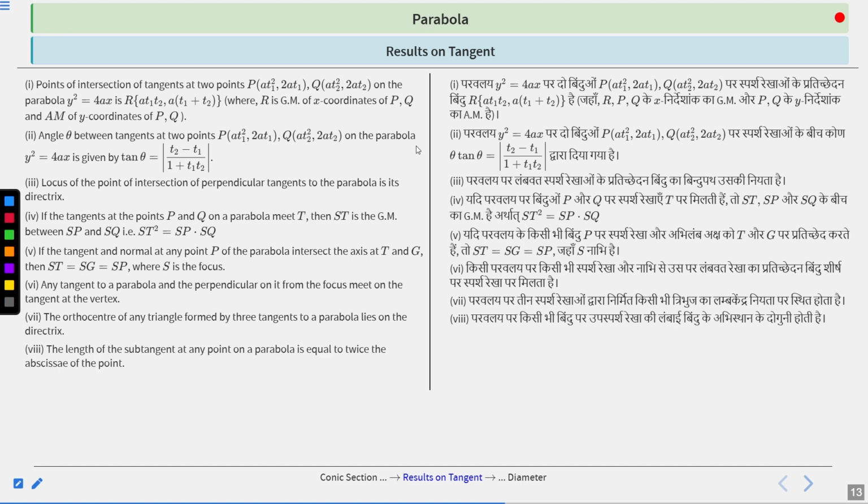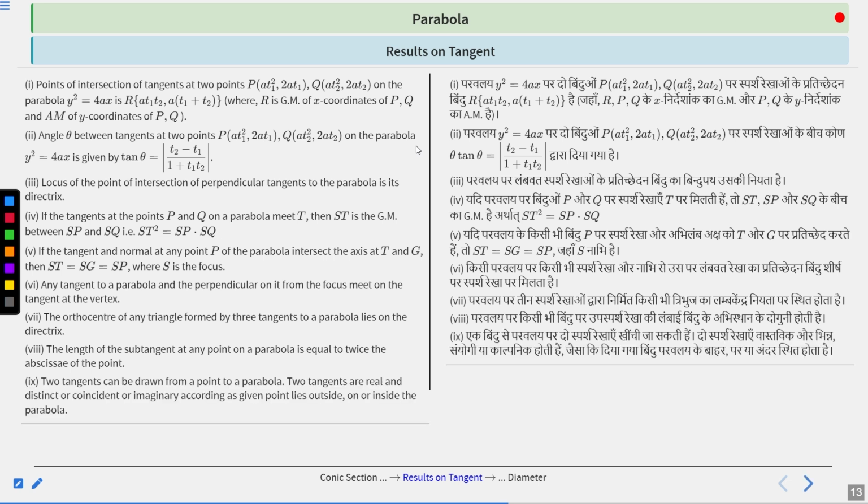Next, the length of the subtangent at any point on the parabola is equal to twice the abscissa of the point. Next, two tangents can be drawn from a point to a parabola. The two tangents are real and distinct, coincident, or imaginary according as the point lies outside, on, or inside the parabola. Clear?